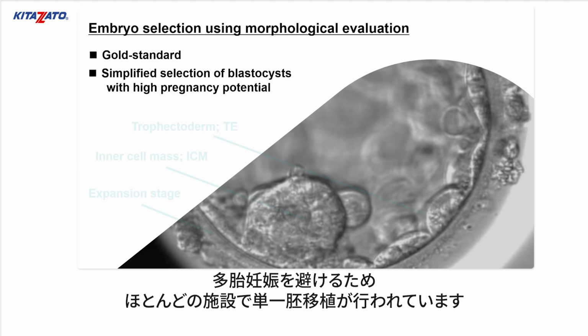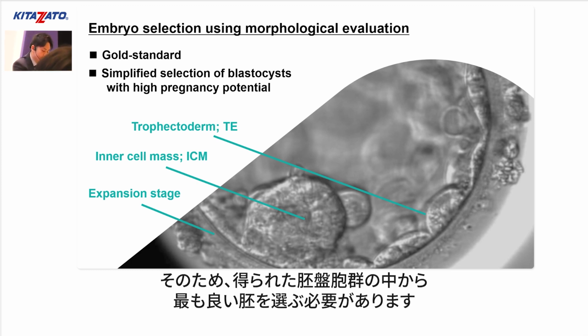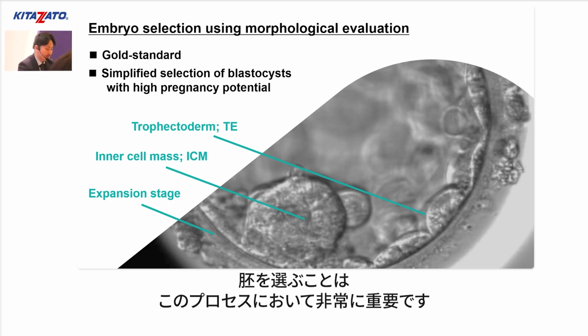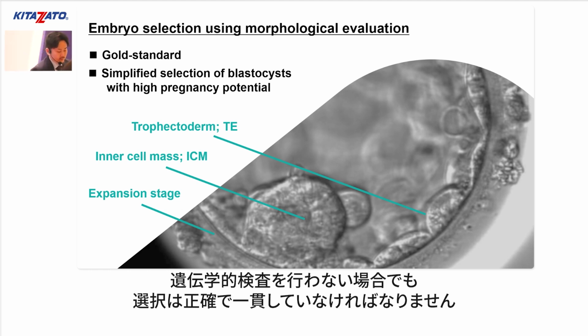Currently, most IVF clinics transfer a single embryo to avoid multiple pregnancies. This requires us to choose the best embryo for transfer from a cohort of multiple embryos. Embryo selection is an important laboratory task that determines the time to achieve pregnancy. And embryo selection without PGT-A must be more accurate and consistent.